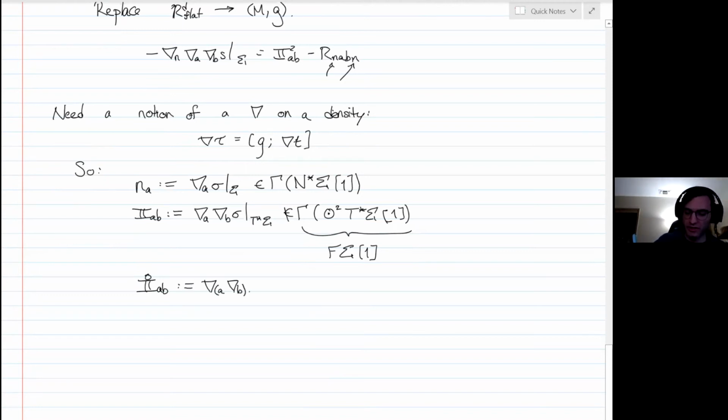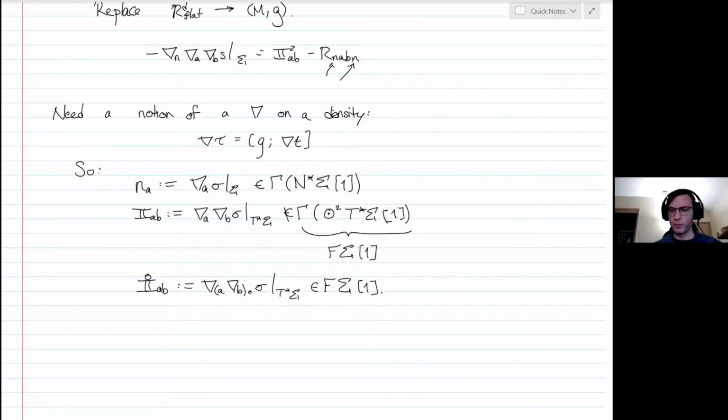I'm going to define this as the trace-free part of the Hessian of sigma, restrict it to the cotangent bundle of sigma, and then miraculously, this is an f sigma of 1. And again, this is something that you could probably explicitly check. It's not that bad to check. If you rescale sigma by omega, 2 naught also rescales by omega.